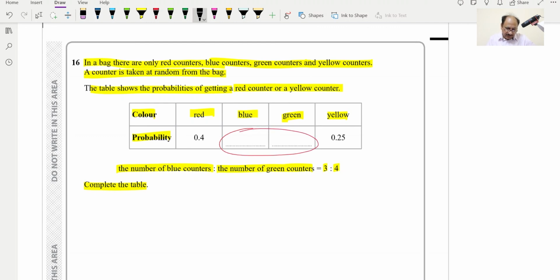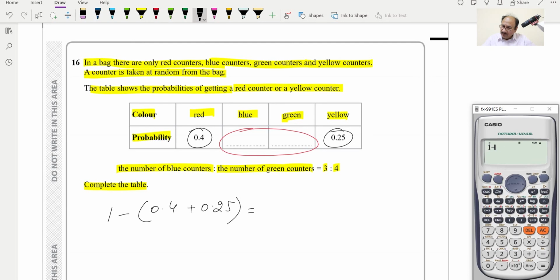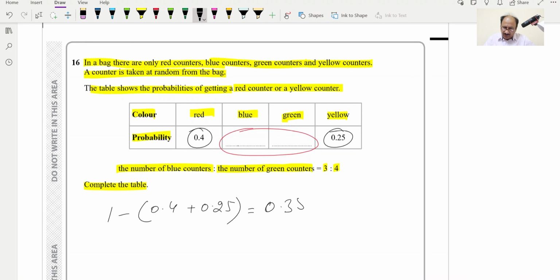So first of all, we have to check what is the probability for these two categories. We know that 1 minus this and this. We will be subtracting 0.4 plus 0.25 to give us the remaining probability for these two categories. So 1 minus in brackets 0.4 plus 0.25, and this will be equal to 0.35.